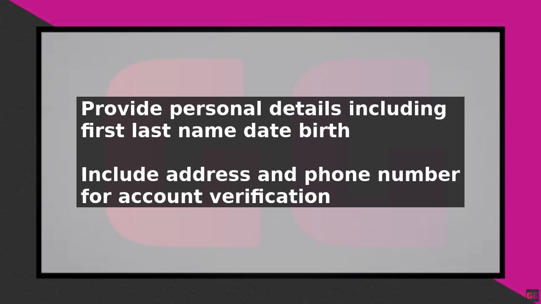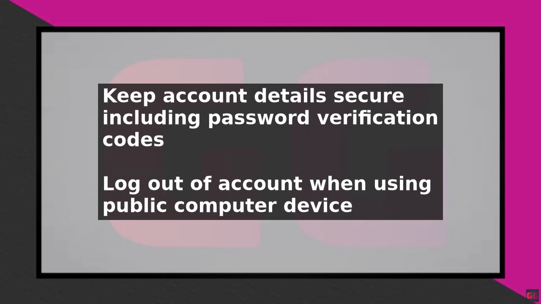Once your account is verified, you can start using Western Union to send and receive money. You can add your bank account or credit card details to your Western Union account, making it easy to transfer funds. It is essential to keep your Western Union account details secure, including your password and verification codes.